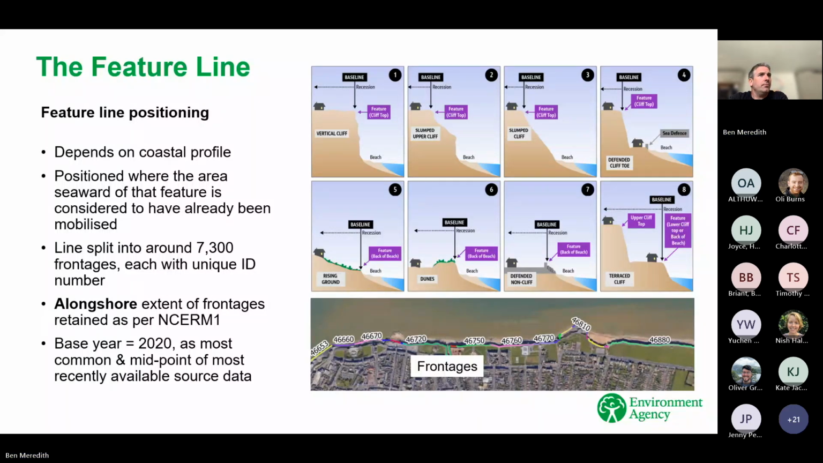Another thing to mention at this point is the selection of a base year for this feature line position. The data collected from the Coastal Monitoring Programme can take up to 5 years to obtain a full quality assured data set. And so we had a range of capture dates from 2018 to 2022 at the time of our extract. So the year 2020 was therefore selected as the baseline year for which the NCERM model would start erosion projections. And this also coincided with the base year used in our climate change methods that we applied, so quite fitting.